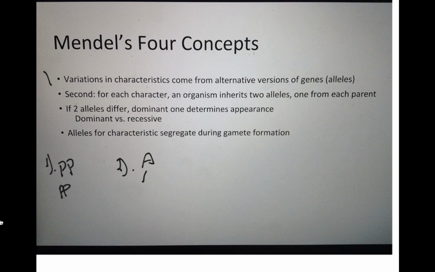So parent A has an allele it gives you, and parent B has an allele it gives you, but you inherit half of your DNA from mom, half from dad. The third idea was that typically, if the 2 alleles differ, the dominant one is going to determine the appearance. So in the case of our flowers, if you get a capital P from one parent and a lowercase p from the other, the capital P is dominant and is going to express over the lowercase p, and we'll end up with a purple flower. Typically, dominant is more powerful than recessive in terms of expression of traits.